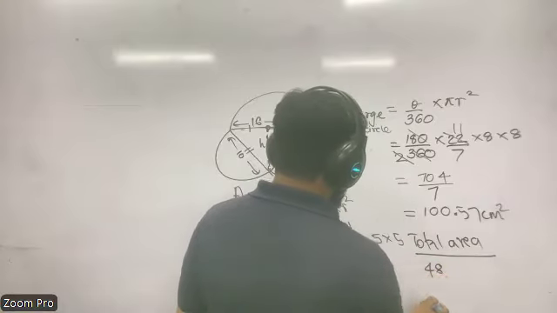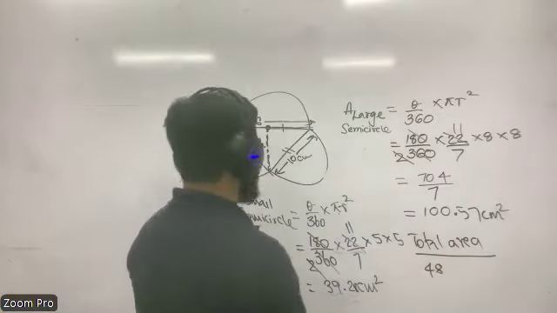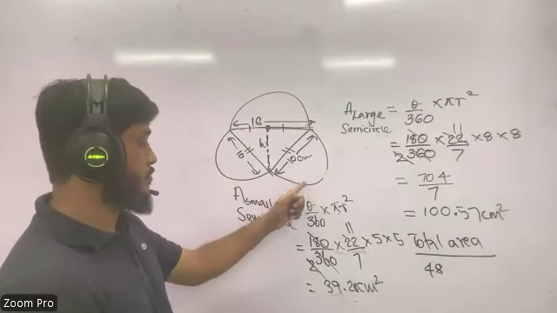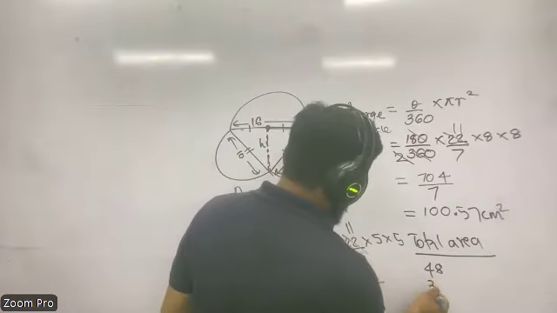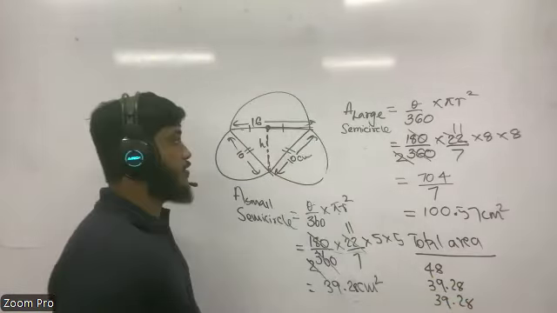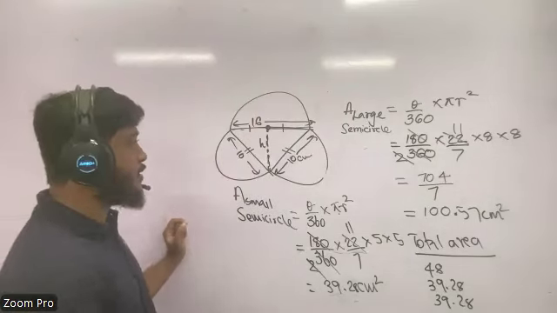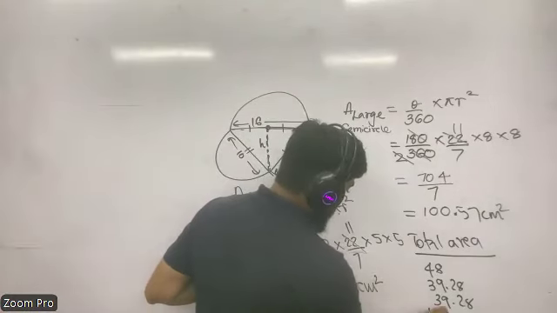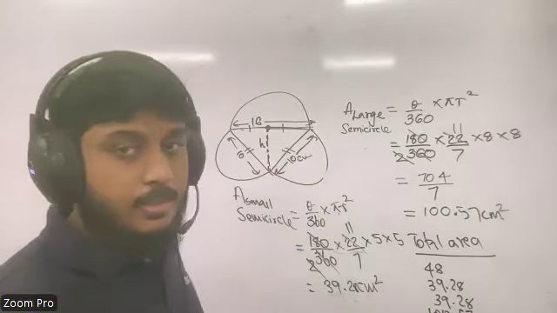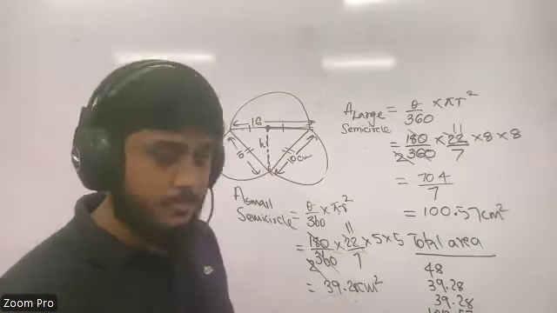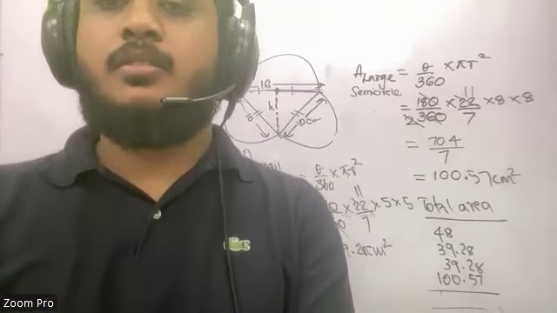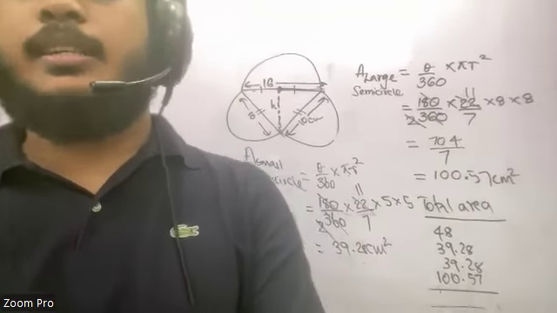Okay. This one, this half circle? 39.28. How many 39.28s are there? 2, right? Okay. The big one? 100.57. Now I have to add all of these things. Online people can't see, no? So I have to put it down. Now if you add all these things, you will get like this.